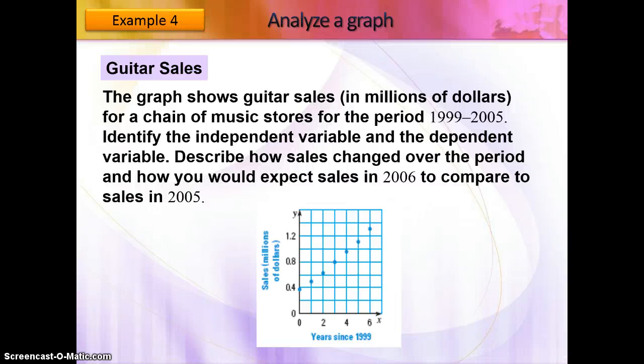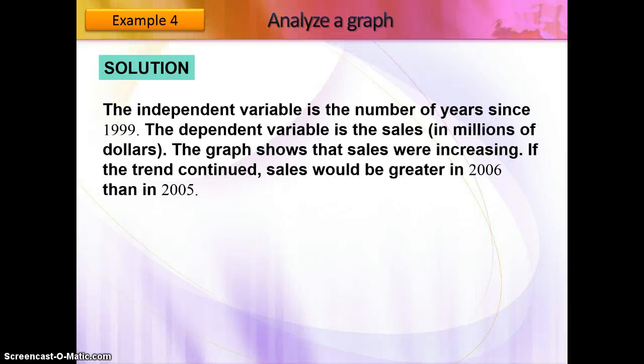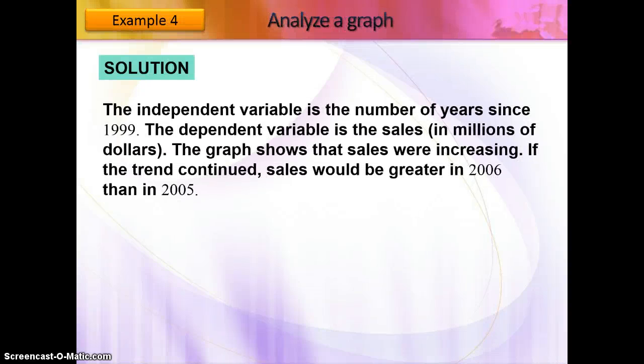So here is the graph. So the independent value is the number of years since 1999. The dependent value is the number of sales in dollars. The graph shows that the sales were increasing. If the trend continued, sales would be greater in 2006 than they would be in 2005.